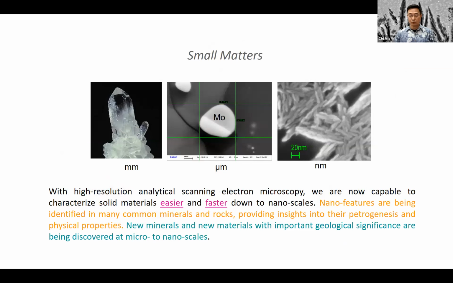Nowadays, with high-resolution analytical scanning electron microscopes, we are capable of characterizing solid materials easier and faster down to nanoscales. Nanofeatures are being identified in many common minerals and rocks, providing insights into their petrogenesis and physical properties. New minerals and new materials with important geological significance are being discovered at micron to nanoscales.